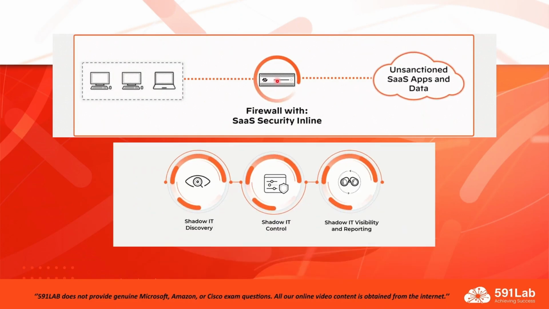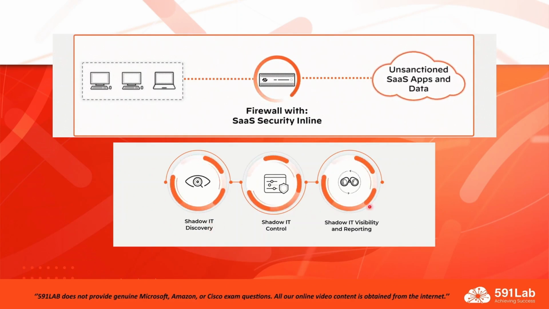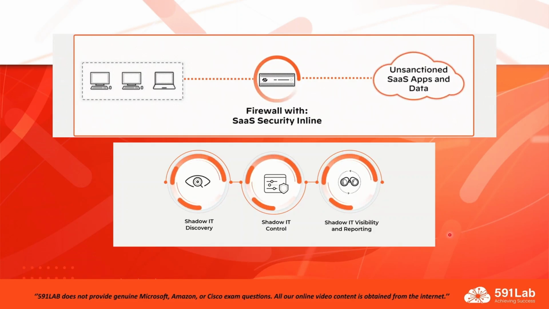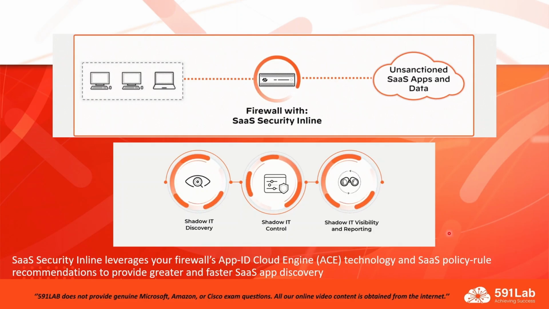This visibility can then enable security to get more discovery, control, and reporting regarding the use of SaaS applications. Palo Alto can identify SaaS applications via SaaS Security Inline because it leverages the App-ID Cloud Engine technology that monitors SaaS applications and can provide SaaS policy rules to provide greater and faster SaaS application discovery.